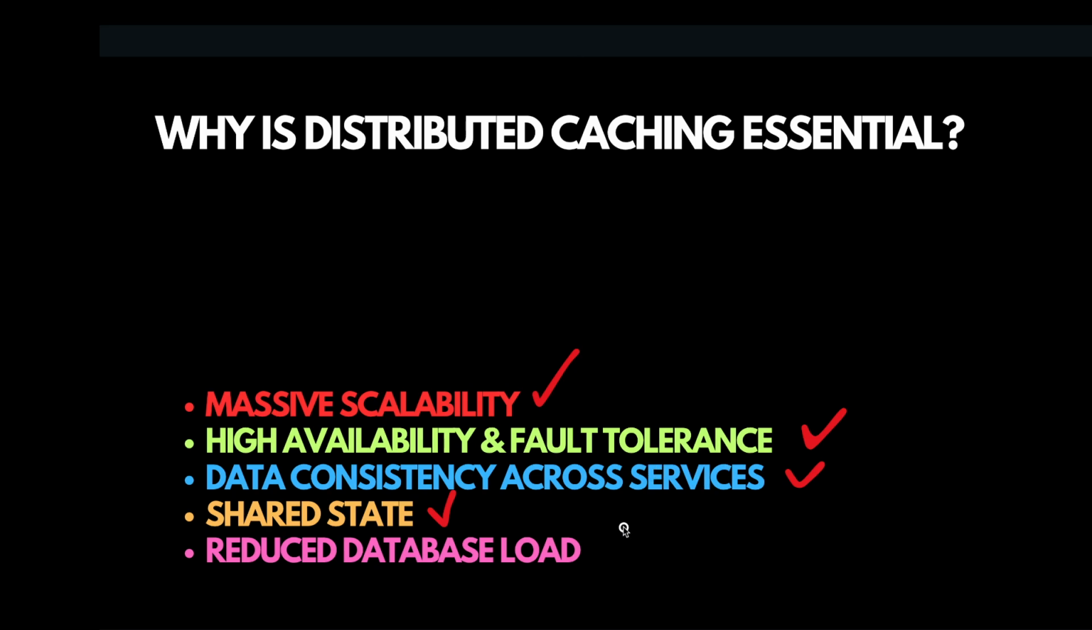Lastly, reduced database load. By handling a significantly larger volume of cache hits, distributed caches further reduce the load on your primary database, allowing it to focus on write operations and complex queries.